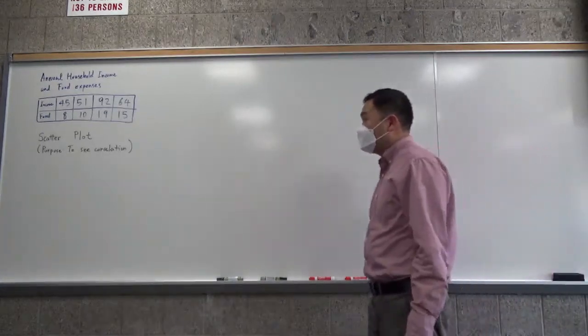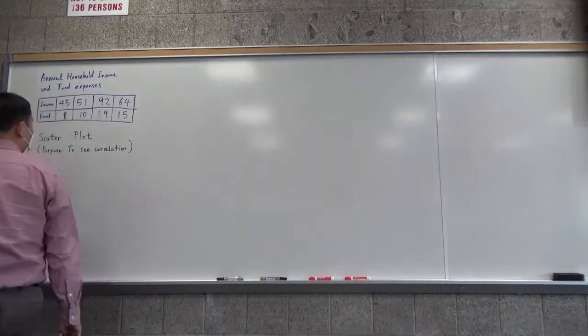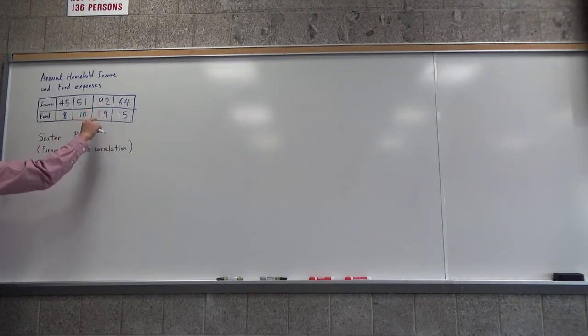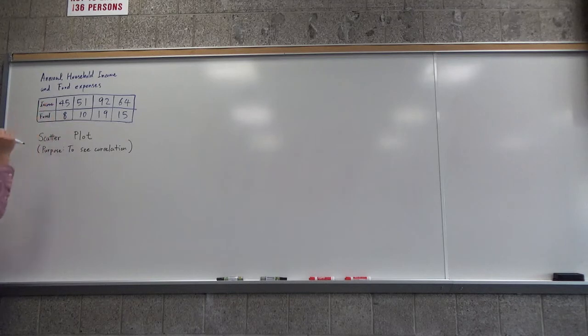And you might expect that a household with bigger income is probably a bigger family. Maybe this is a single person household, so he's not going to eat that much, and so on and so on. Okay. All right. So let's first discuss the scatter plot.